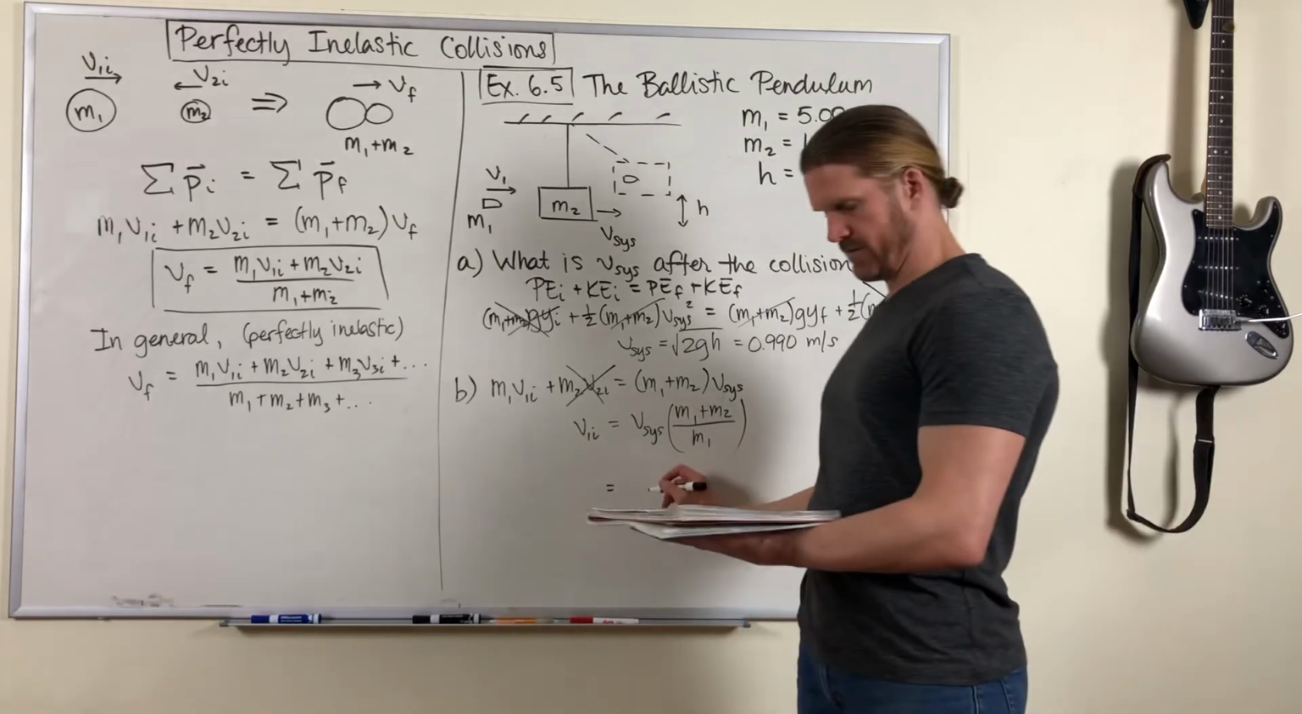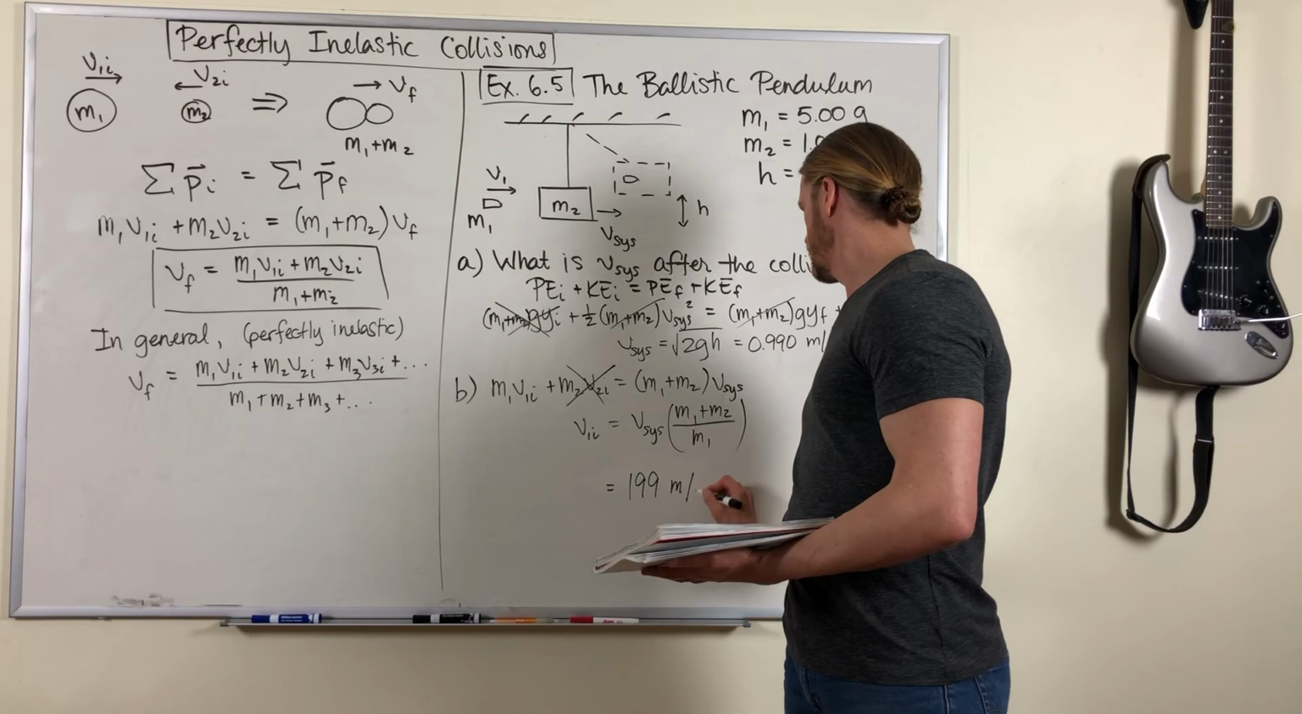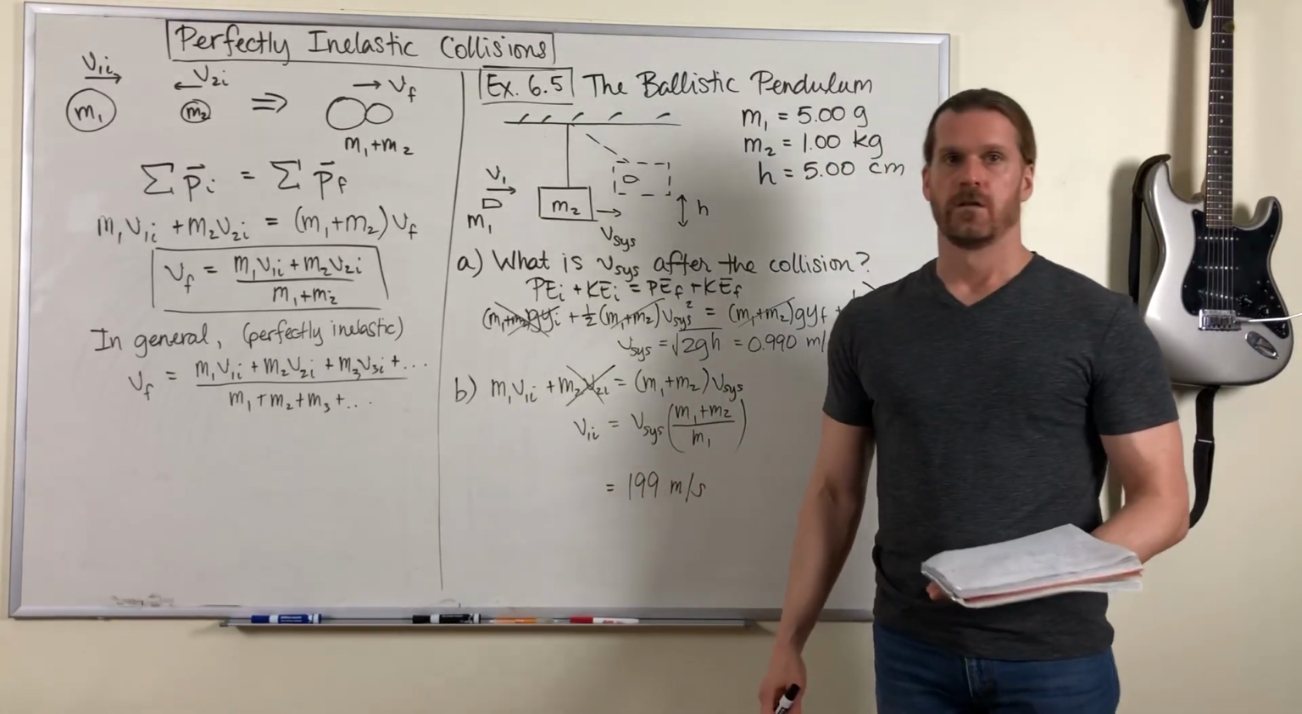And plugging in the numbers, we find that that bullet was traveling at 199 meters per second. That's the ballistic pendulum.